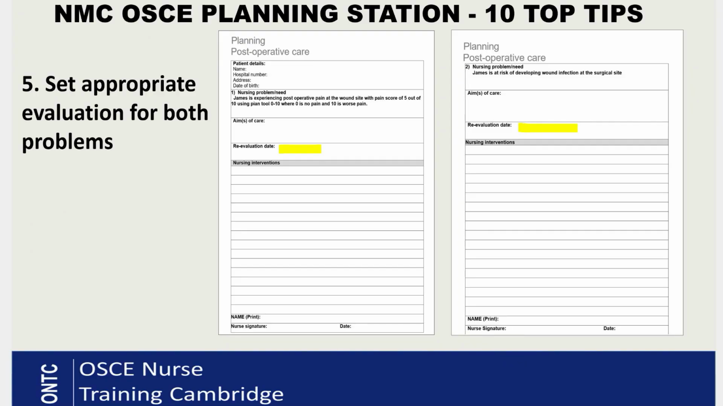Okay, so number 5 is set appropriate evaluation for both patient problems. It means you have an evaluation section on your care plan, and it's asking you how often you will evaluate that nursing need. It's not evaluation of the nursing care plan. It is evaluation of that nursing need.